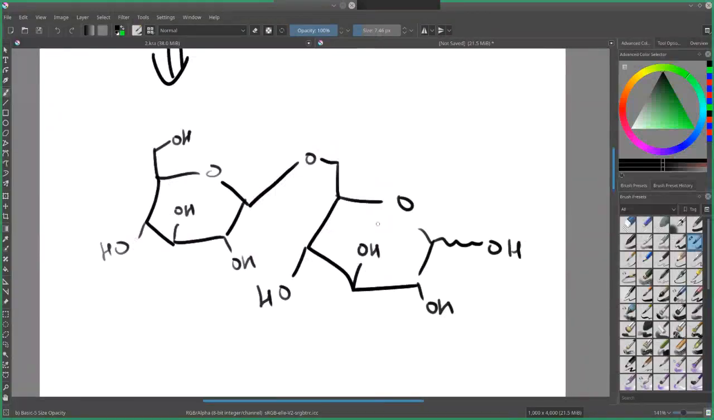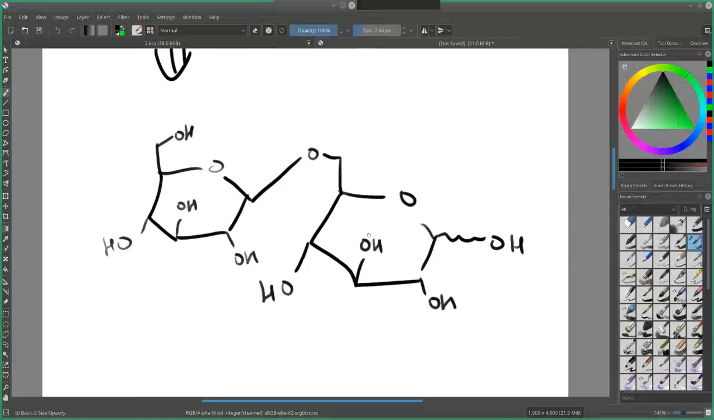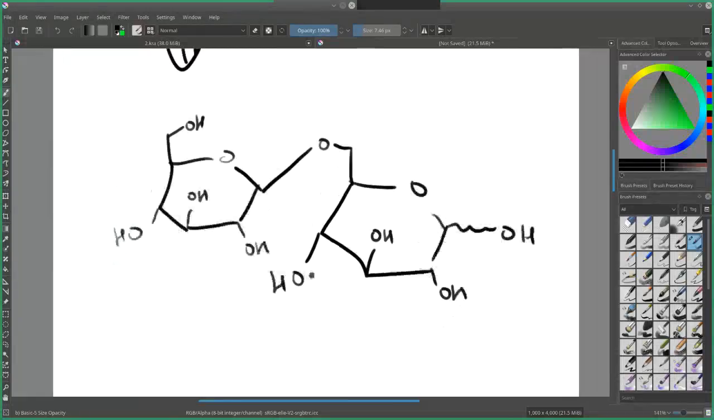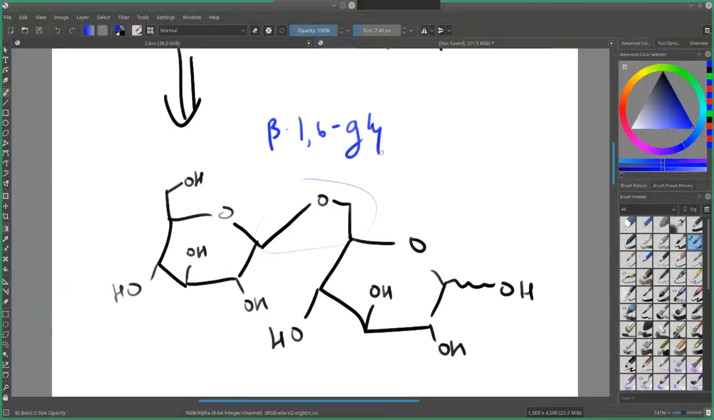Okay. So that would be it. A lot of times you might see this written as, like, so this linkage will be labeled as a beta 1,6 glycosidic bond, I guess.